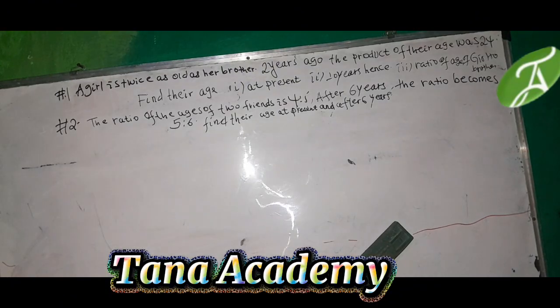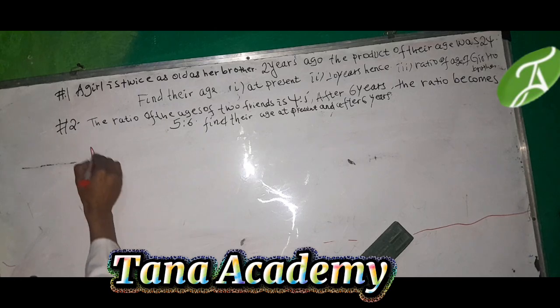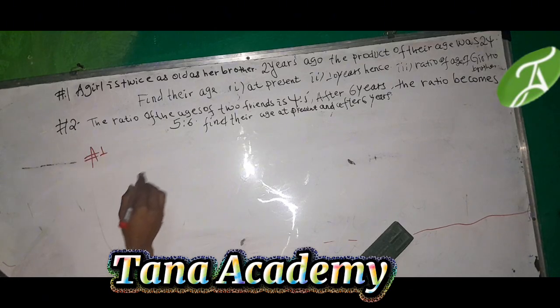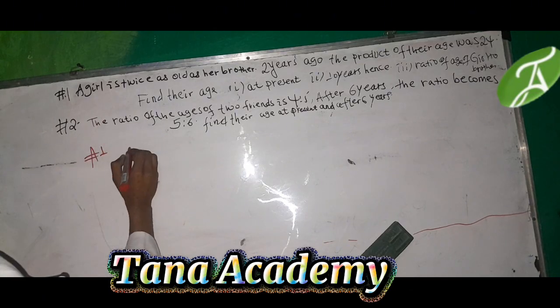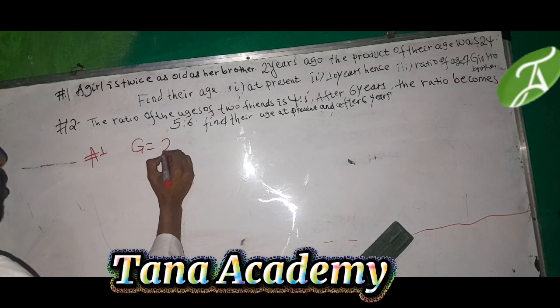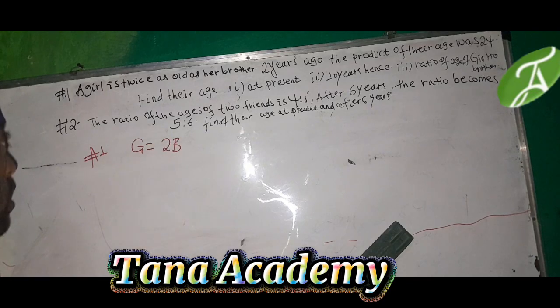First of all, in order to solve this question, number one: a girl G is equal to twice her brother, 2B, and 2 years ago, the product of their ages was 24.